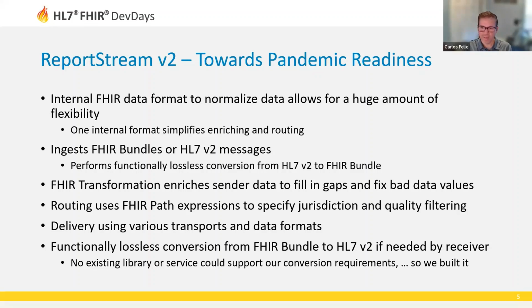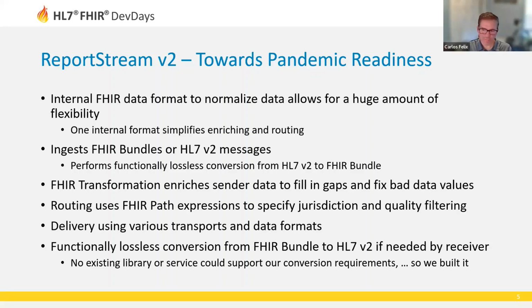So again, we've taken multiple data formats, in this case HL7v2 and FHIR, and store the data as FHIR internally, which means we have to do a functionally lossless conversion from HL7v2 to FHIR. We use the Linux for Health library in this case to do that conversion from HL7 v2. So we have this internal FHIR data format that now we can do all the routing and all the data validation and any type of filling the data gaps and so on.